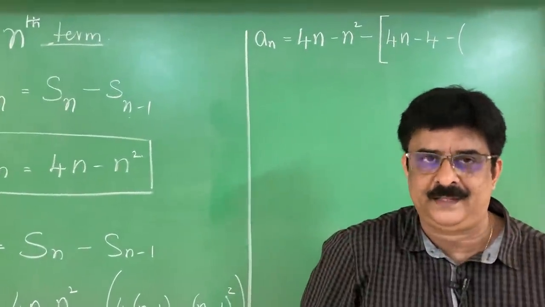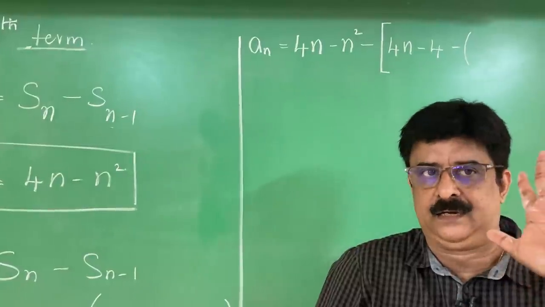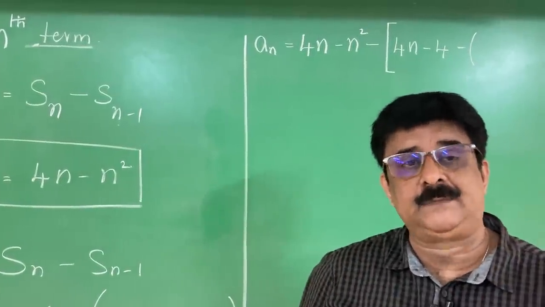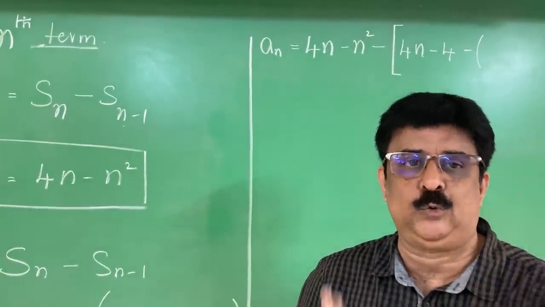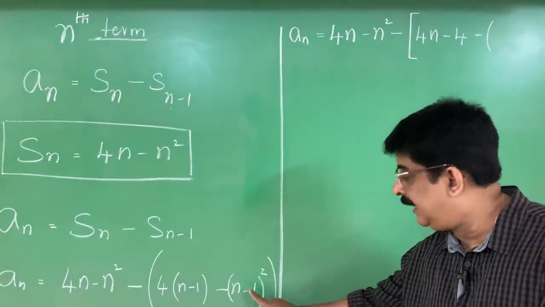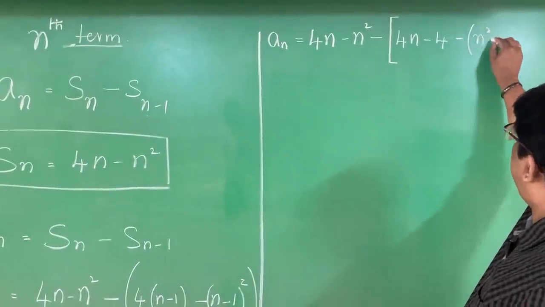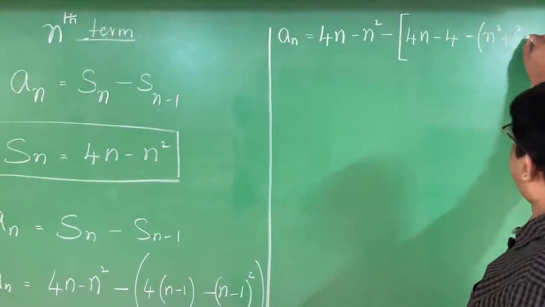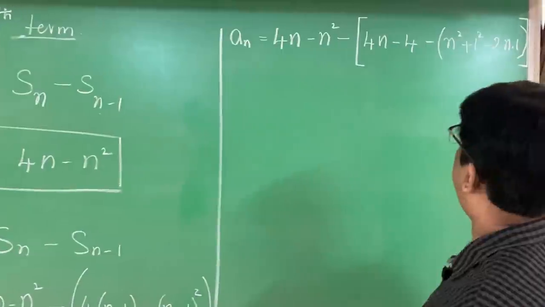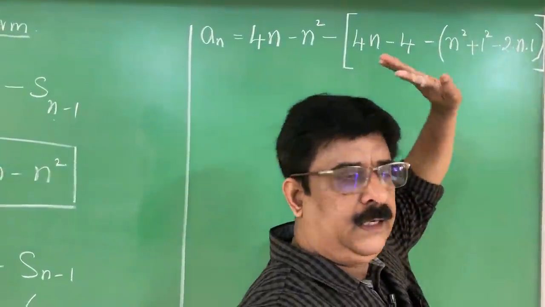See, now you have to tell me. What is the formula for a minus b whole square? a plus b whole square, a minus b whole square, you started learning from 5th standard. a plus b whole square is equal to a square plus b square plus 2ab. a minus b whole square is equal to a square plus b square minus 2ab. Here what is there? n minus 1 whole square. In the place of a minus b, it is given n minus 1. n minus 1 whole square is equal to n square plus 1 square minus 2 into n into 1.